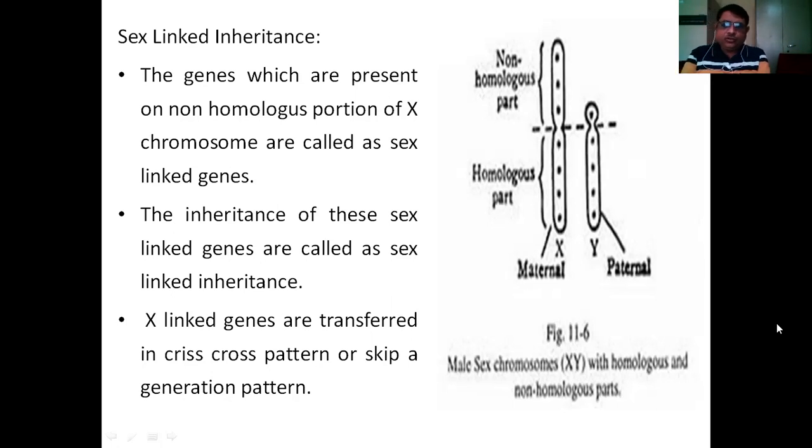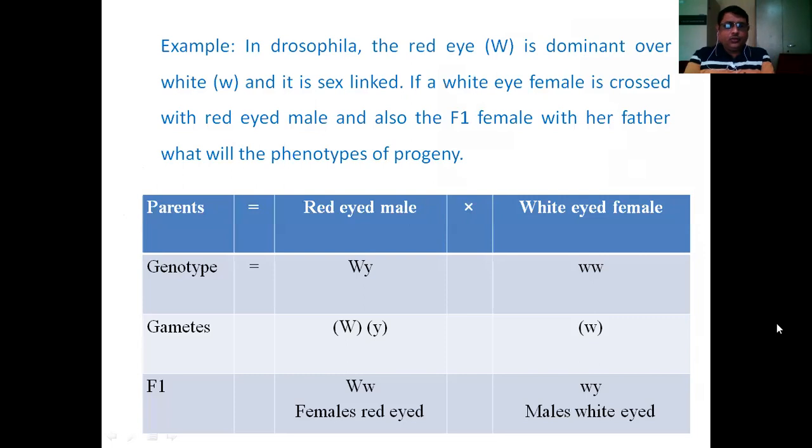Okay. So crisscross pattern or skip a generation pattern means when the character gets transmitted from grandfather to grandson through a carrier daughter, then that condition is called the crisscross pattern or skip a generation pattern. Now we will discuss some of the examples based on this sex-linked inheritance.